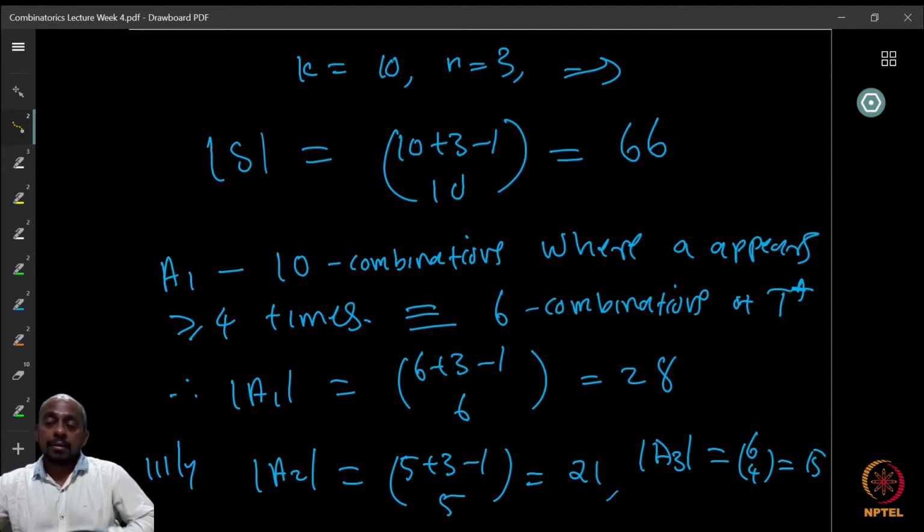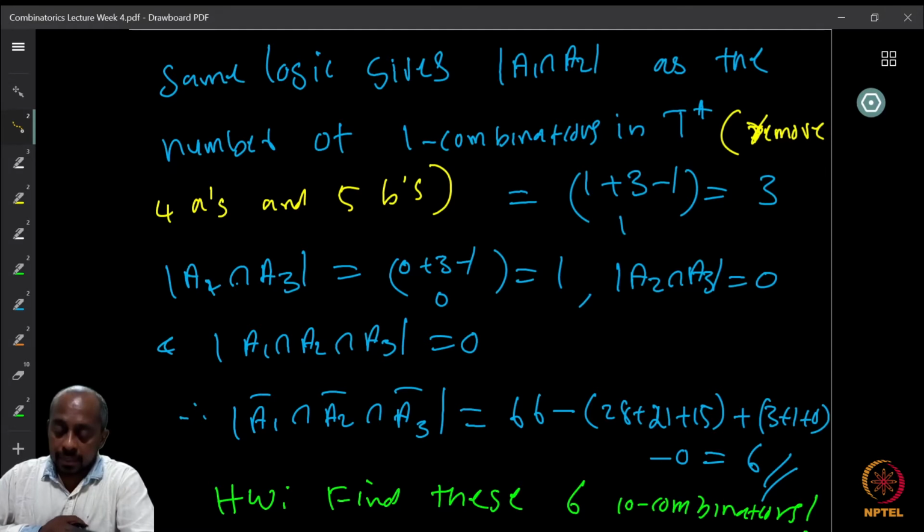Then what we need now is to find out A1 intersection A2, A2 intersection A3, etc. Right? So these computations we need to do. So what is this? If you take A1 intersection A2, what we are saying is that we are looking for the combinations where you have at least 4 A's and at least 5 B's, right? So those are the bad guys. So if both of them are happening together, then it means that 4 plus 5, 9 elements are basically A's and B's.